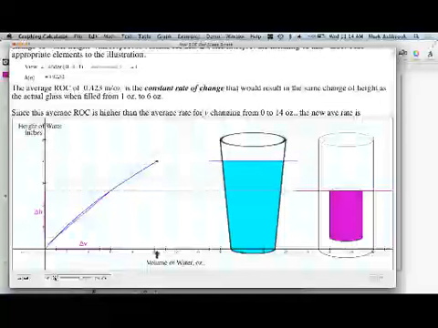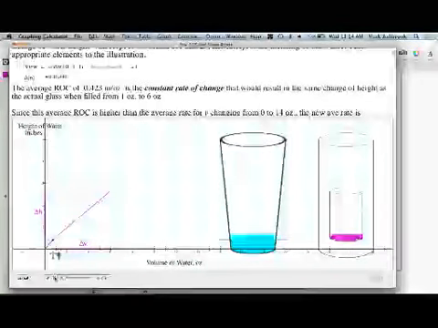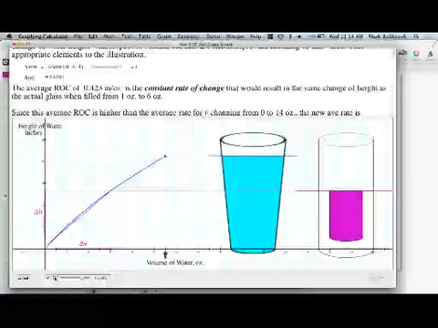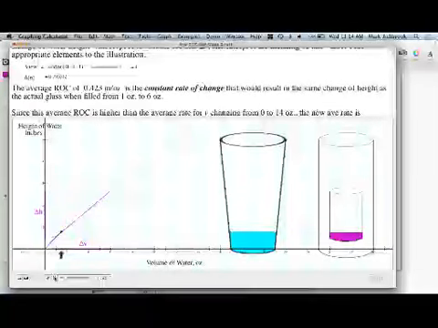Fine, I just don't understand the pink cylinder. Like, why is it smaller? I don't understand. Why isn't it just the same? Yeah.